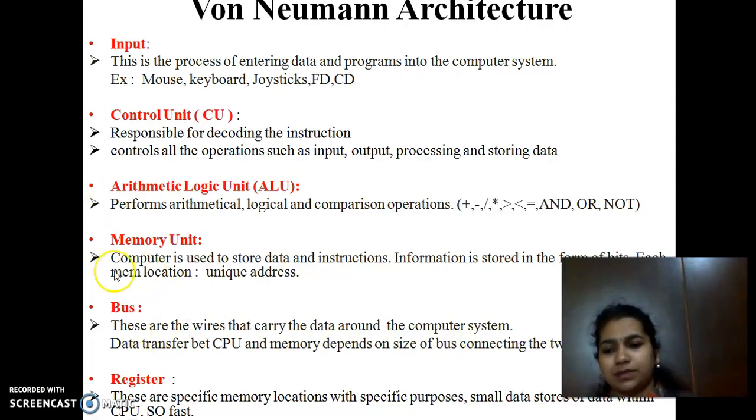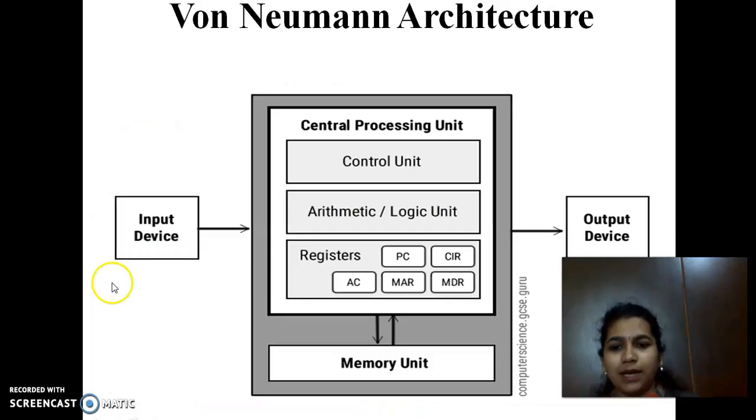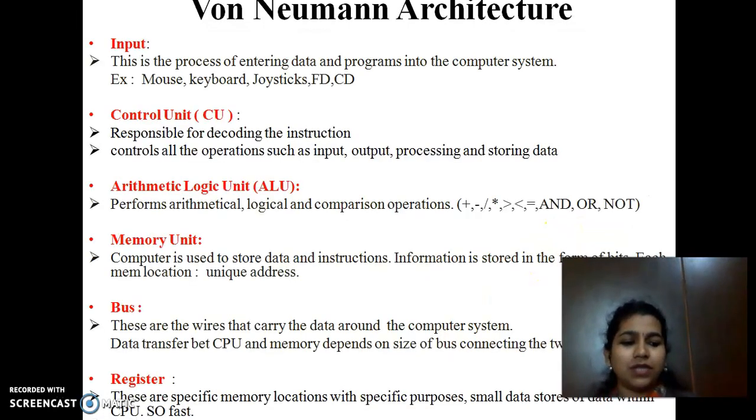Then comes the bus. What is this bus? In this diagram, if you see these arrows, these wires are nothing but buses. These buses are wires which are able to transfer data between the different components of the computer. Also, there are three different types of buses, that is address bus, data bus, and control bus, that we will be seeing in later lectures.